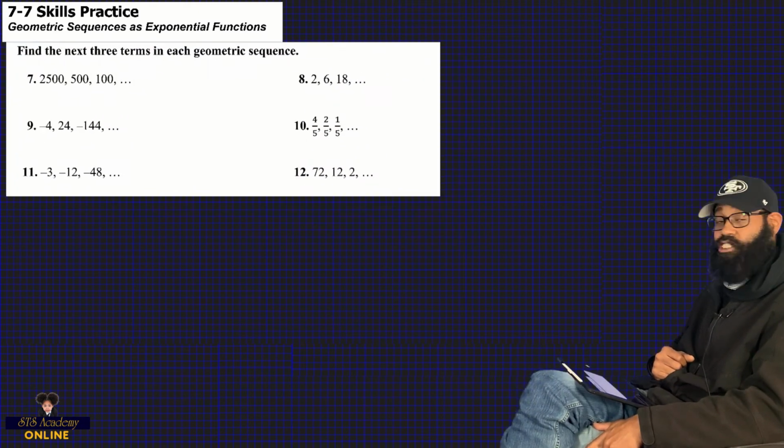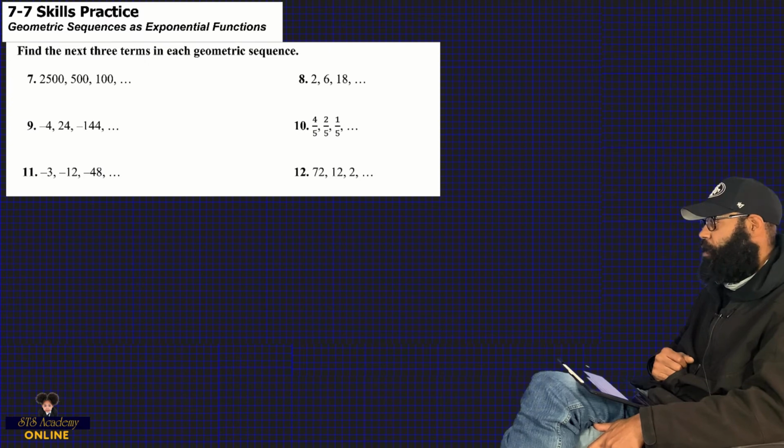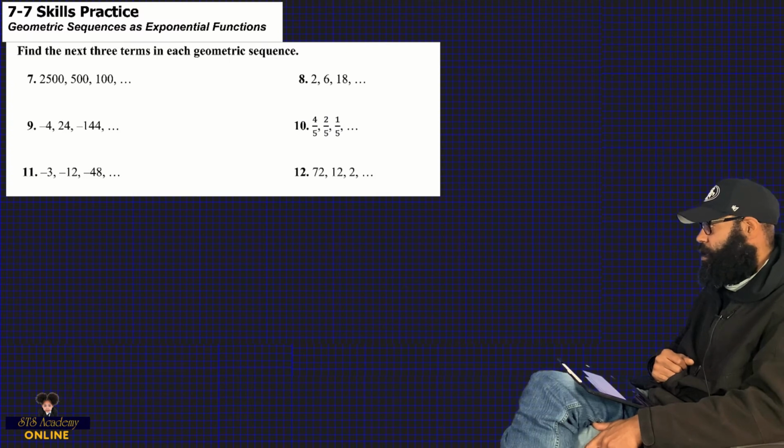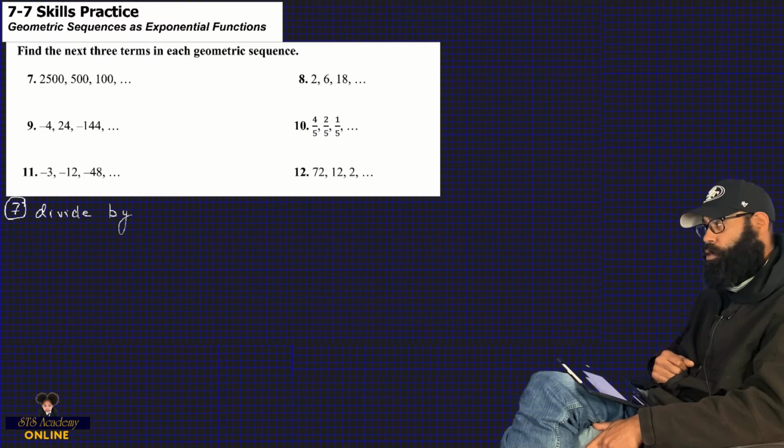So they're telling me it's geometric. So automatically my brain's starting to already move to that multiply and divide situation. For 7, I'm starting with a big number, 2,500, and then it gets smaller and smaller. So I think I'm dividing. Now the choice would be, what would I divide by?